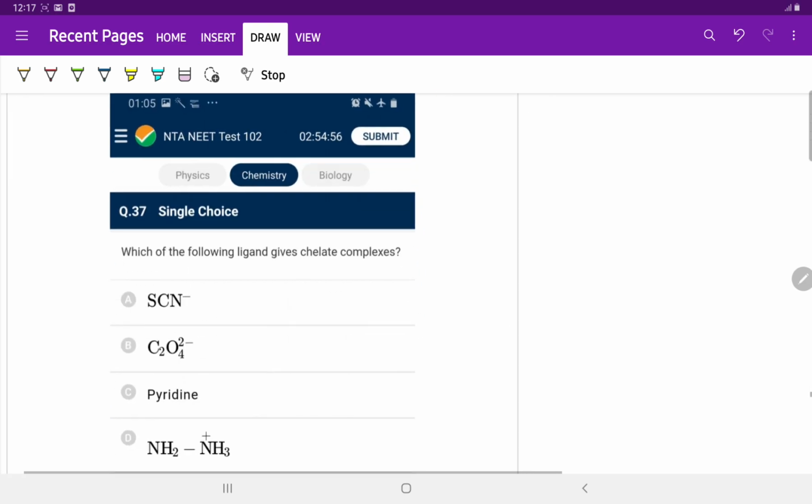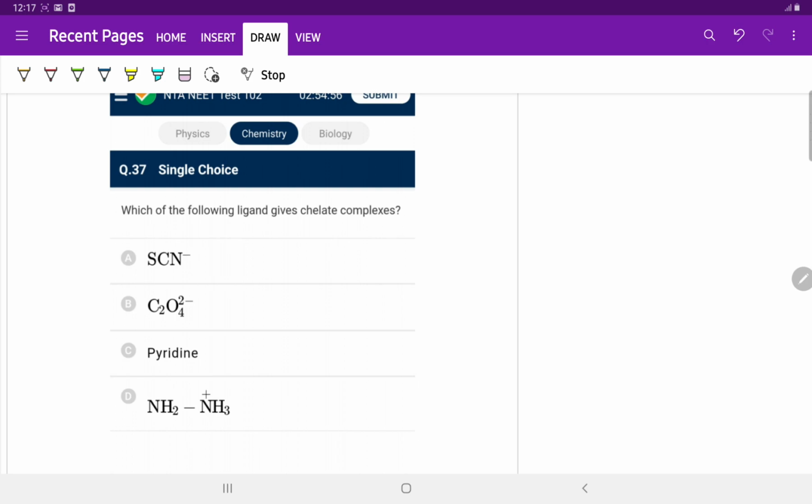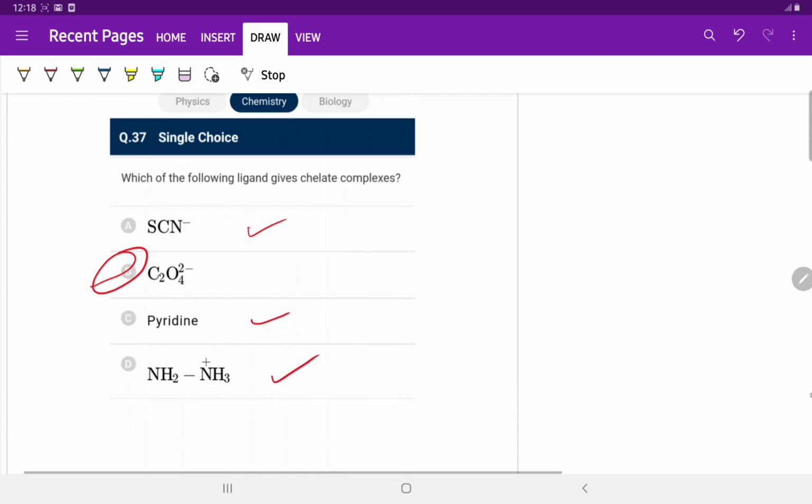Question number 37. Which of the following ligands gives a chelate complex? This is a monodentate ligand, this is monodentate, this is monodentate. This is a bidentate ligand, oxalato. Oxalato is a bidentate ligand which forms a chelate ring with the metal ion.